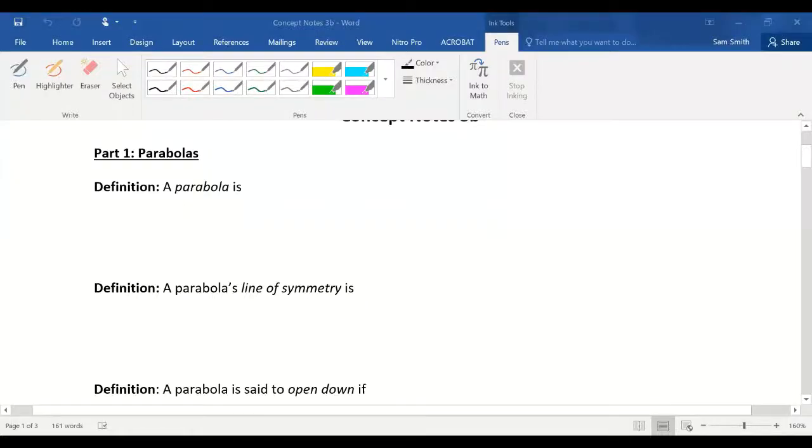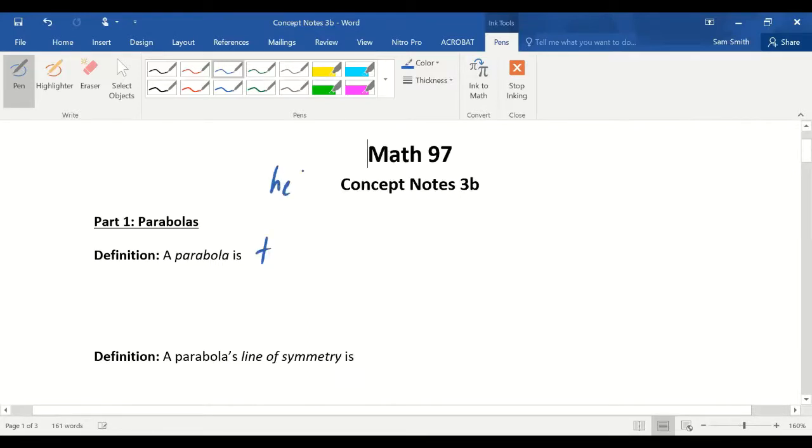So I want to talk to you about parabolas. Now, the parabola is the name that we give the shape that is formed when we graph a quadratic equation. When we graph a linear equation, that shape is called a line, and when we graph a quadratic equation, that shape is called a parabola.